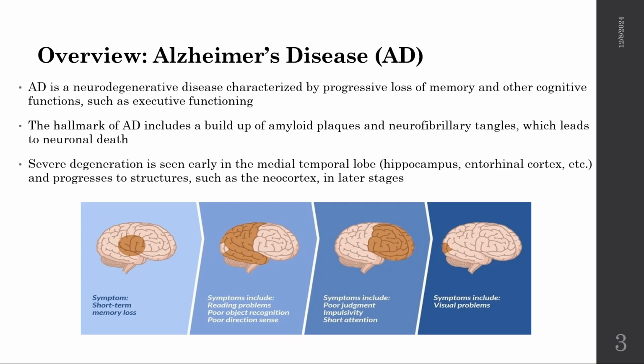For an overview of Alzheimer's, it's a neurodegenerative disease primarily characterized by a progressive loss of memory and other cognitive functions. The hallmark of this disease includes a buildup of amyloid plaques and neurofibrillary tangles, which will eventually lead to the death of neurons. The severe degeneration of the brain that we see in this disease typically begins in the mediotemporal lobe, which includes the hippocampus and entorhinal cortex. As the disease progresses, we see it spread to other structures such as the neocortex, which includes the temporal and parietal lobes, the frontal lobe, and in later stages, the occipital lobe.